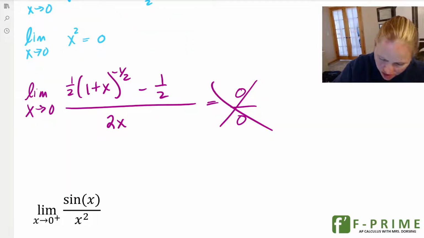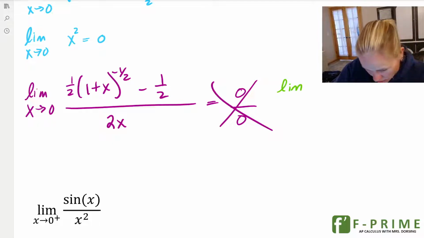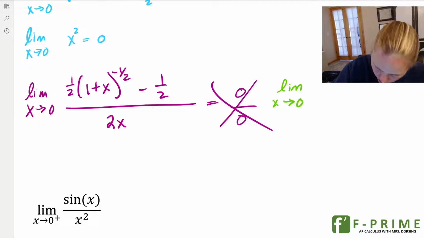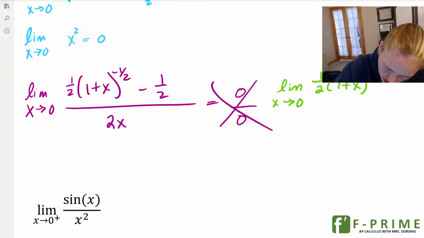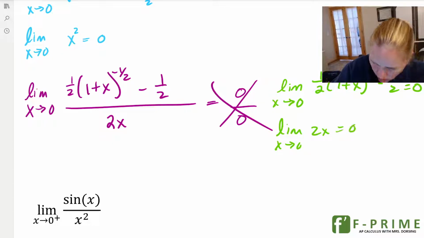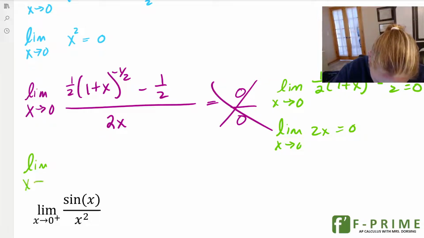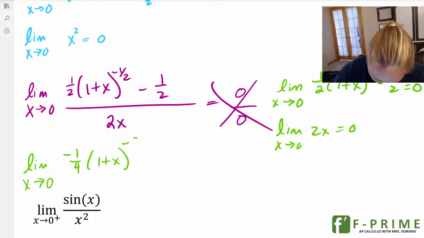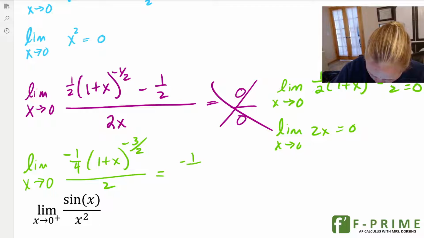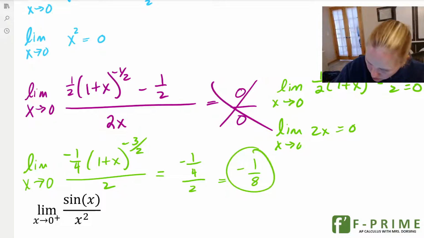So I'm going to state my thing. I'm going to say, okay, well, the limit, I have to do this, as x approaches 0 of 1/2 times 1 plus x, that one is 0. And then the limit as x approaches 0 of 2x was also 0. So now I have to restate why I'm using L'Hopital, and now I'm going to do the derivatives. So this will become negative 1/4 times 1 plus x to the negative 3/2 all over 2. And when I put in 0, I get negative 1/4 over 2. I get negative 1/8. So there's my limit.